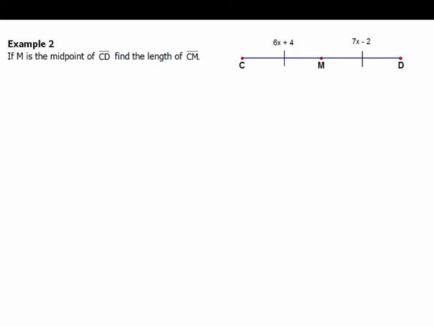If M is the midpoint of segment CD, find the length of segment CM. Now, again, we're going to take a look at our picture, and I notice this piece right here and this piece right here, because of the way the diagram is marked, those two pieces are equal. So that's going to tell me what equation I need to set up. If those two pieces are equal, then all I need to do is simply set up the equation where you have the CM part equal to the MD part.